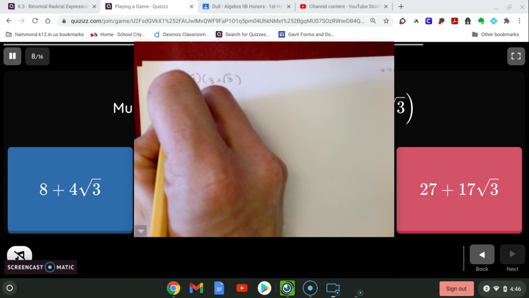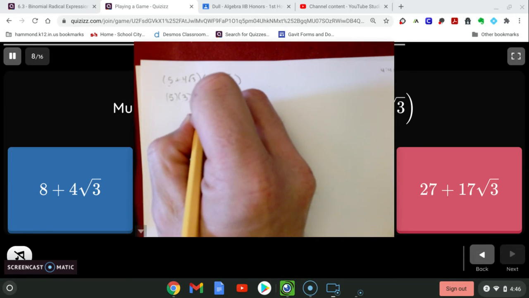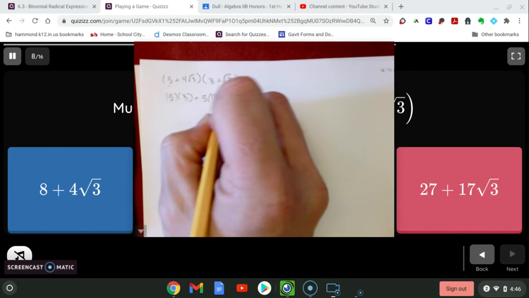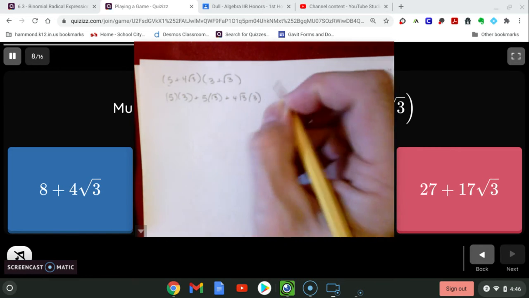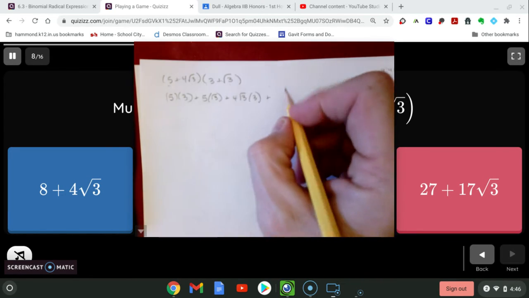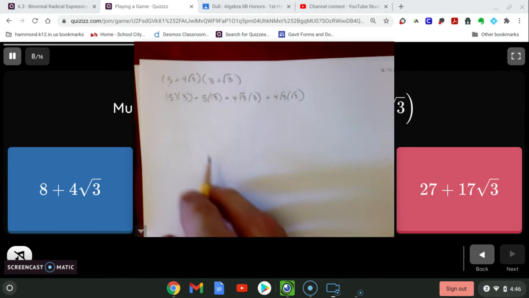So 5 times 3, 5 times square root 3, then 4 square root 3 times 3, and then I have 4 square root 3 times square root 3. So let's simplify.